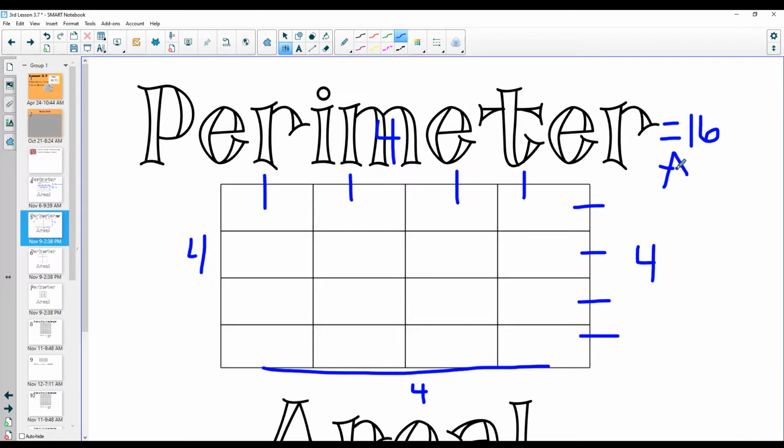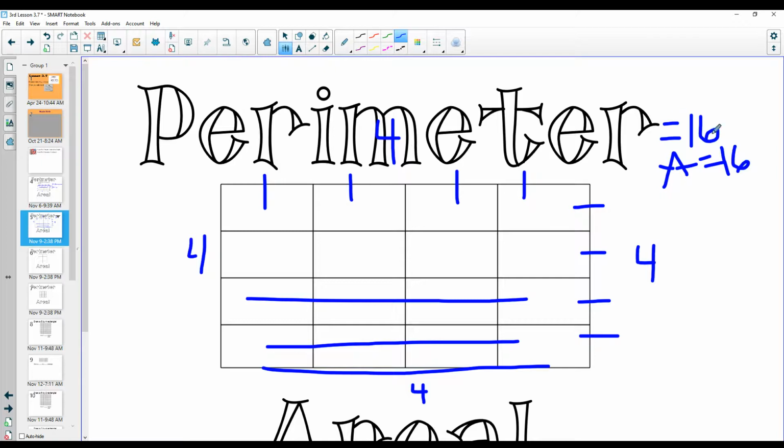Let's see the area now. What is the area of this shape? 1, 2, 3, 4, 5, 6, 7, 8. Look, I'm counting the inside. And then I have another 8. They're both 16. The area and the perimeter both equal 16.